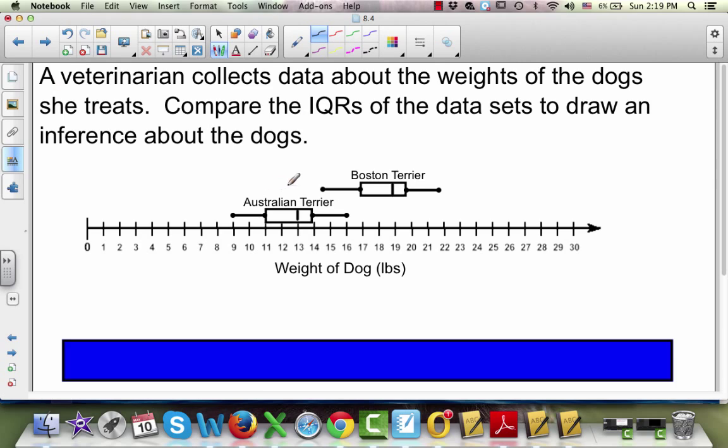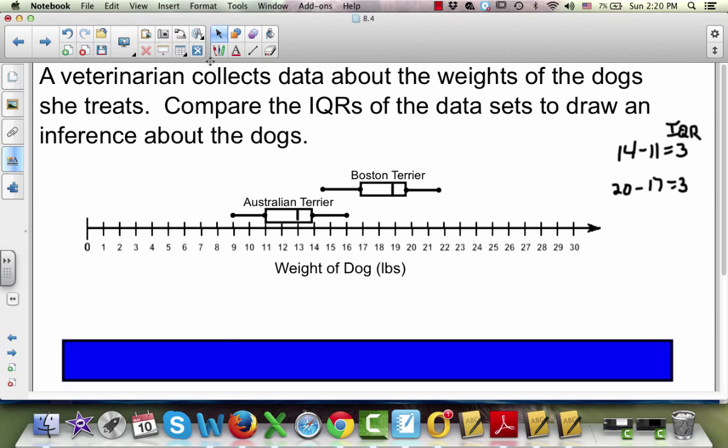So we've got two different types of dogs here, an Australian Terrier and a Boston Terrier. And if we compare the interquartile ranges of the two, we've got the Australian Terrier at 14 for quartile 3 and 11 for quartile 1. So we go 14 minus 11, and that gives us 3. So the interquartile range is 3 for the Australian Terrier. For the Boston Terrier, we go from 20 for quartile 3 to 17 for quartile 1, and we have an interquartile range of 3.